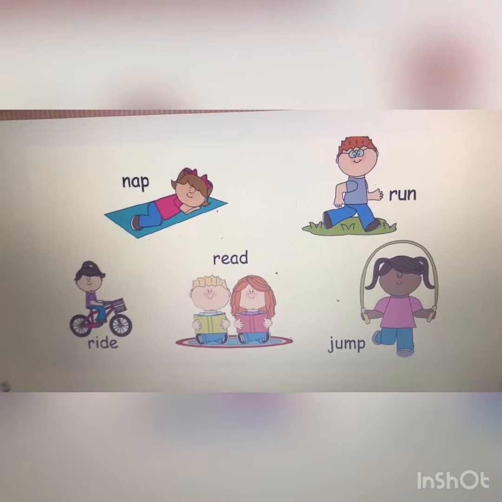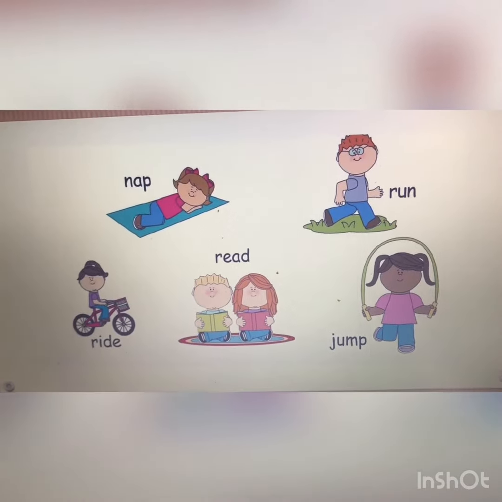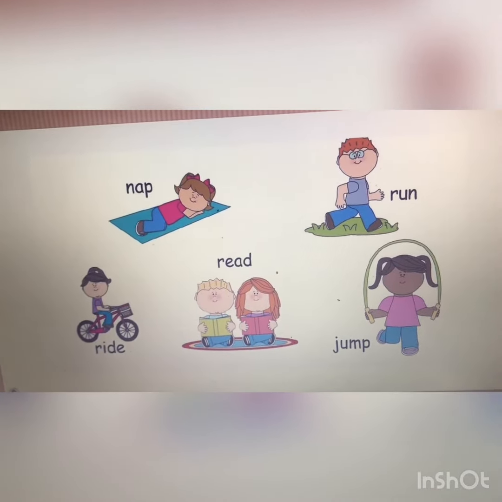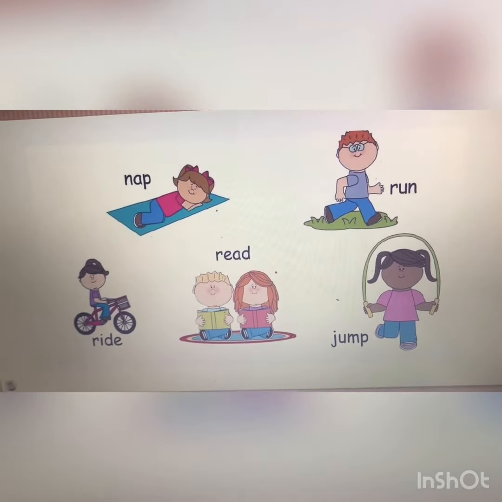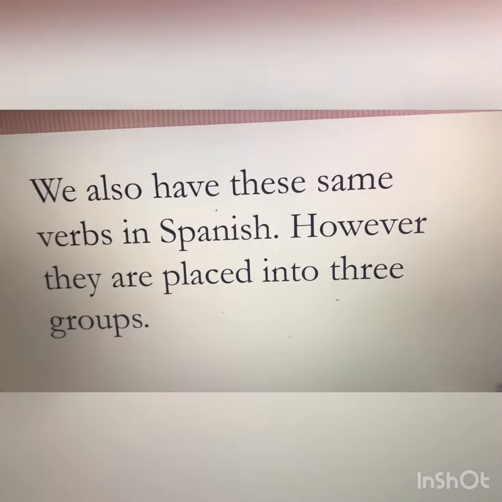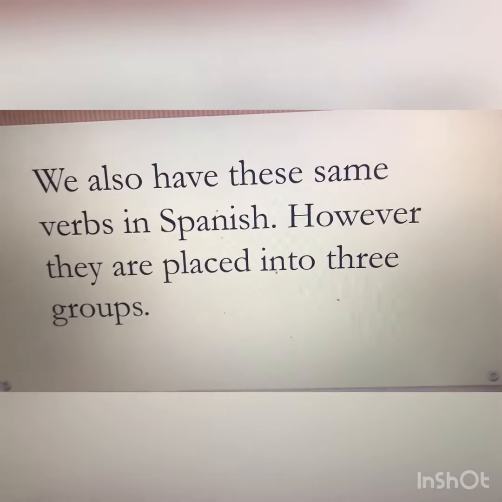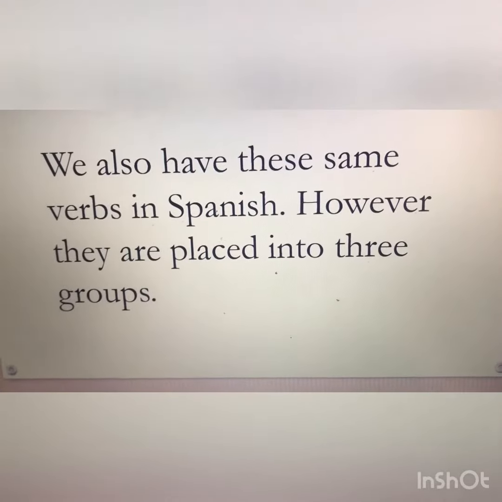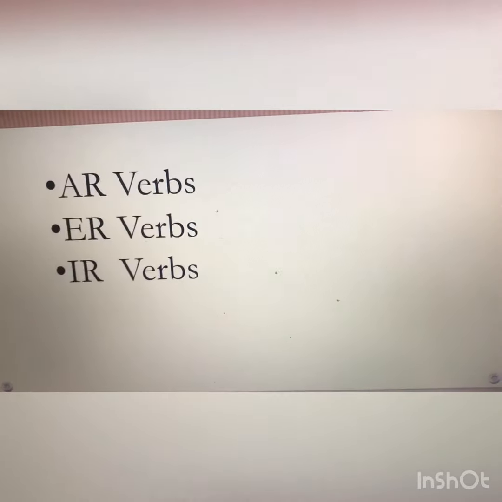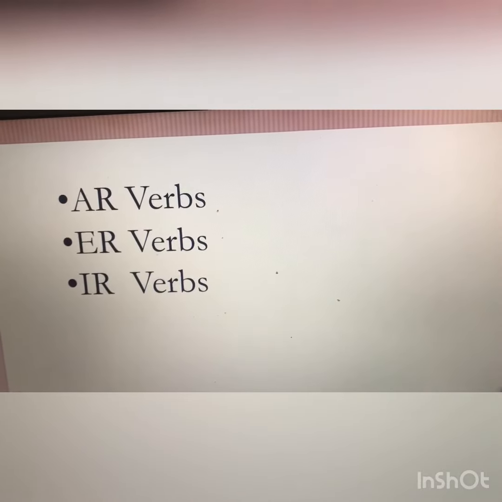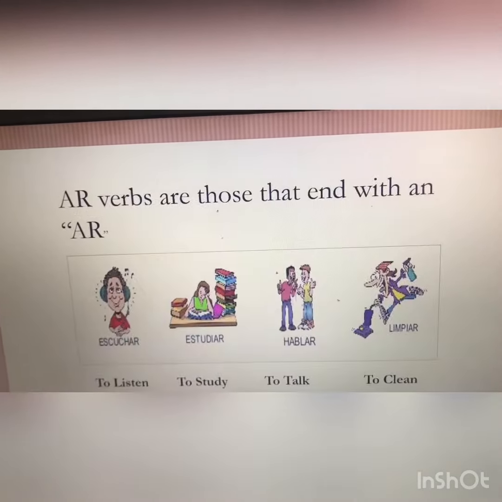Alright, so napping, running, reading, riding, jumping, etc. Alright, so these are all verbs, as you already know. Alright, and verbs are action words. Now, we also have these same verbs in Spanish. However, they are placed into three groups: AR verbs, ER verbs, and IR verbs.